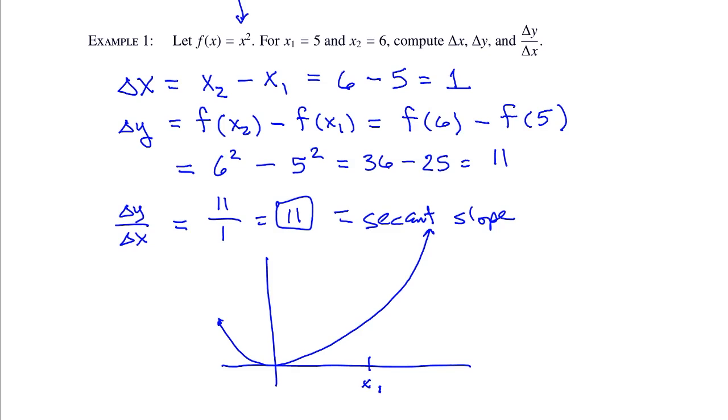No, okay. Let me put a 5 down here. And of course that's 25. Because it's on the square function. And then here's 6. And that's 36. So delta x here is 1. And the vertical change is 11.